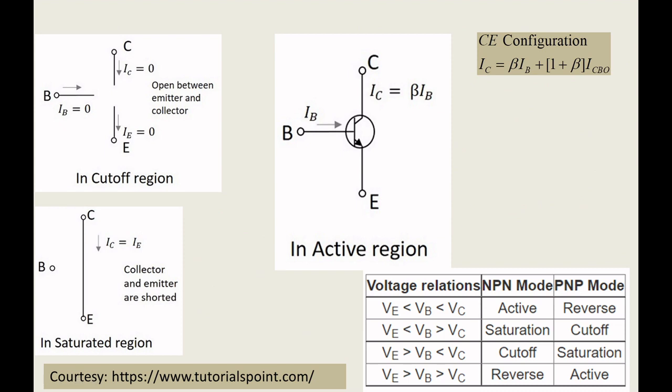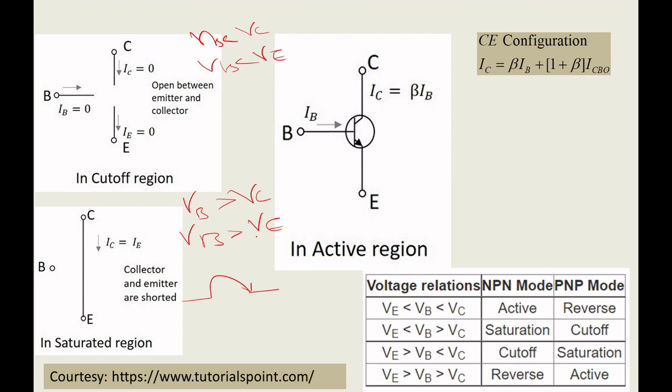So that is very important to observe from this slide. Now we'll go to the next very important slide, a continuation of the last part. In the cutoff region, I said your base will be less than your collector voltage and less than your emitter voltage. This acts like an open circuit, so current will be 0. In the saturated region, the base will be greater than your collector voltage and greater than your emitter voltage. It acts like a short circuit, like an on switch.